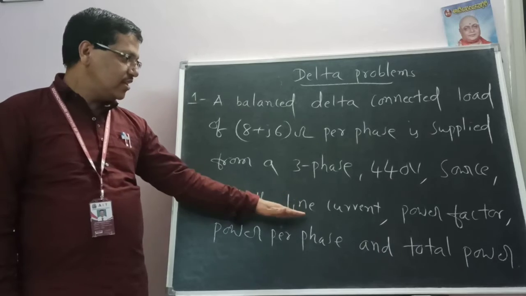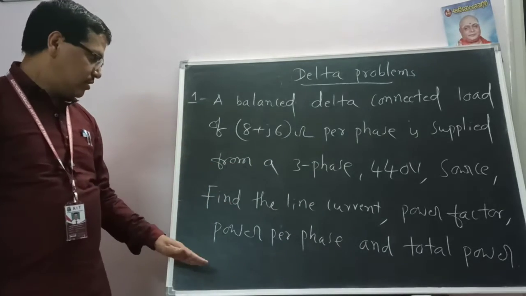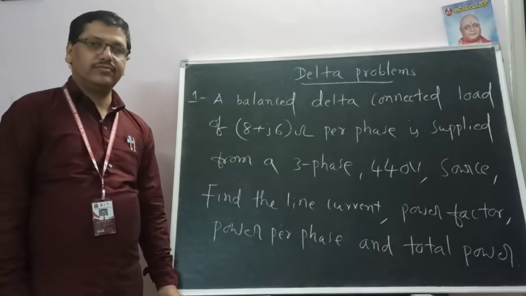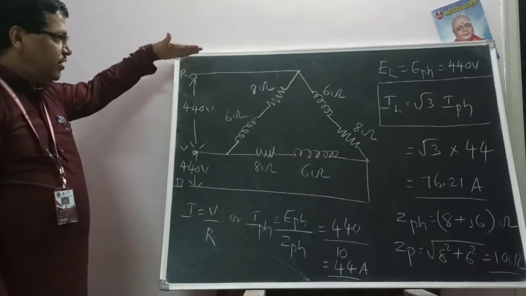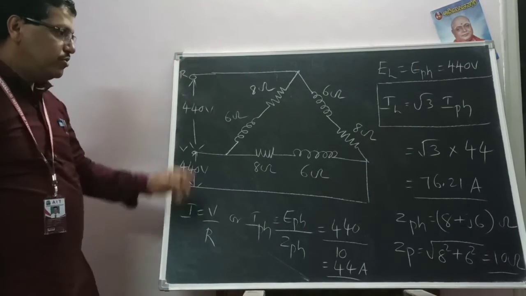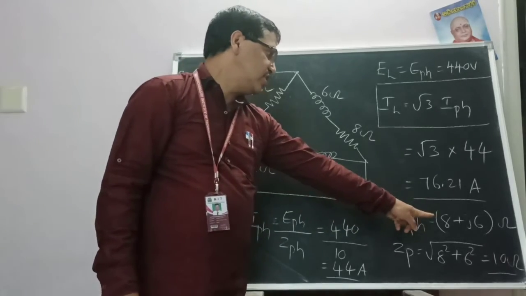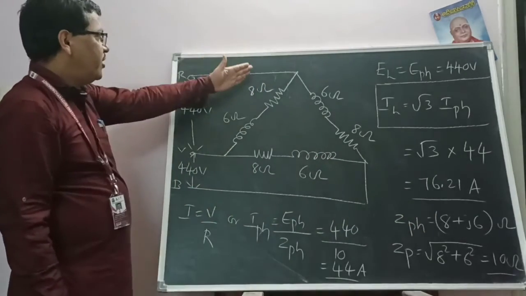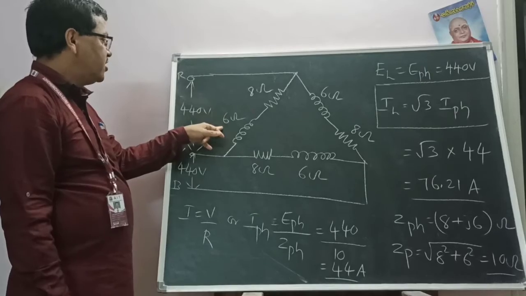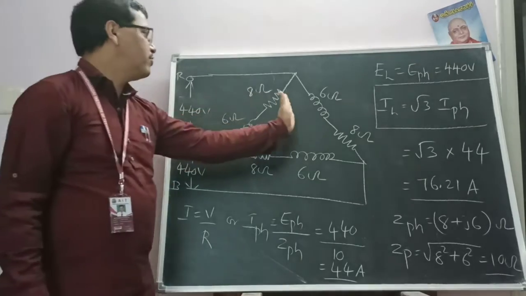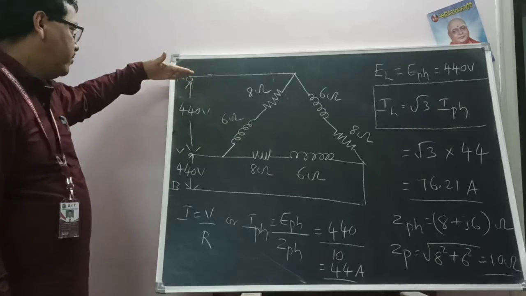Find the line current, power factor, power per phase, and also total power. So this is the delta connected network. As usual the impedance is given, Z phase is 8 plus j6 ohms. This is the 8, and this j6 ohms is the inductive part. So this is one phase, one more phase, and one more phase in the delta network.